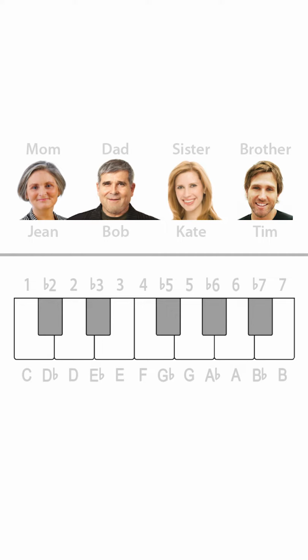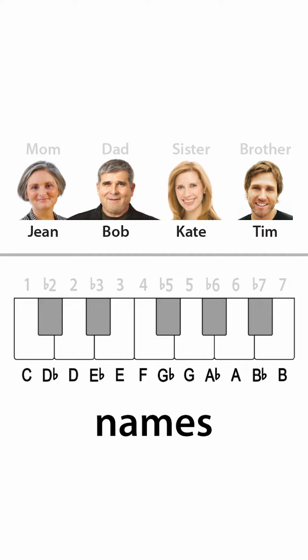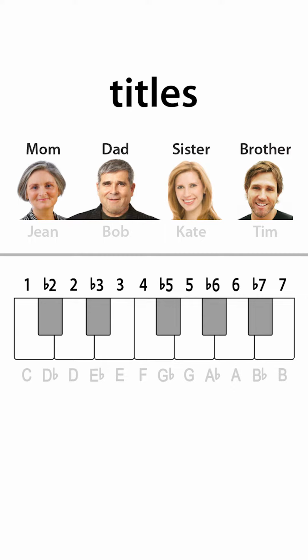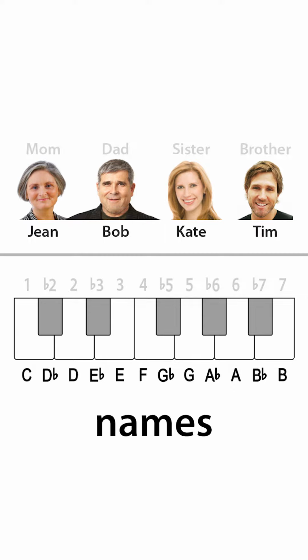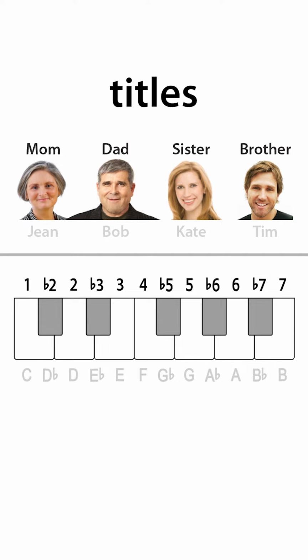Honestly, it can be crazy making, but the first step toward making sense of it all is to recognize that these two sets of symbols, letters and numbers, serve different but complementary roles. And we can use this family to illustrate. The letter name for each note is like the name of each individual person: Jean, Bob, Kate, and Tim. While the numbers or scale degrees are like the titles mom, dad, sister, or brother. The letters refer to the specific people, while the numbers are general labels that could apply to any family, which is why the numbers can shift from one key to the next, just as the titles mom, dad, sister, and brother can describe any group of relatives.